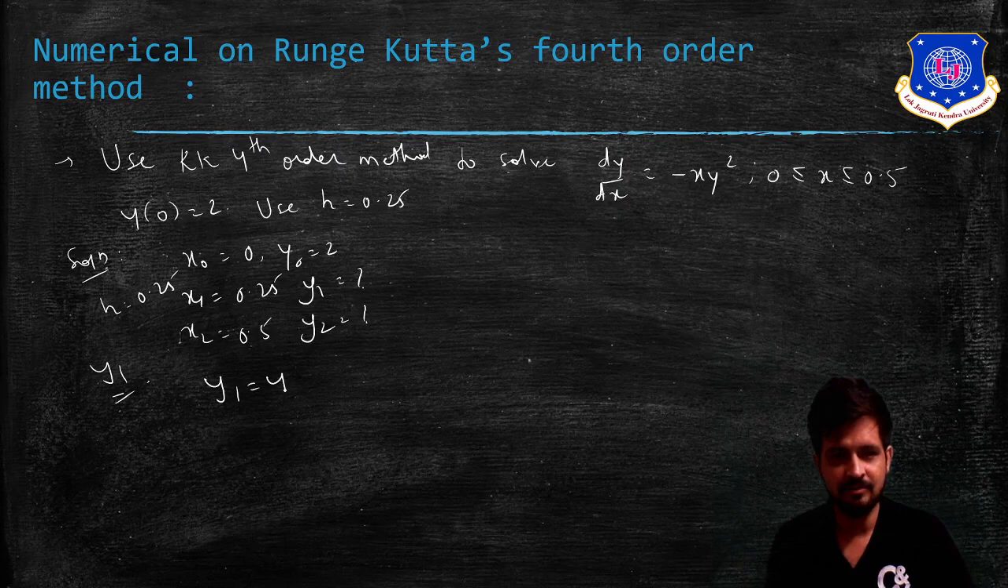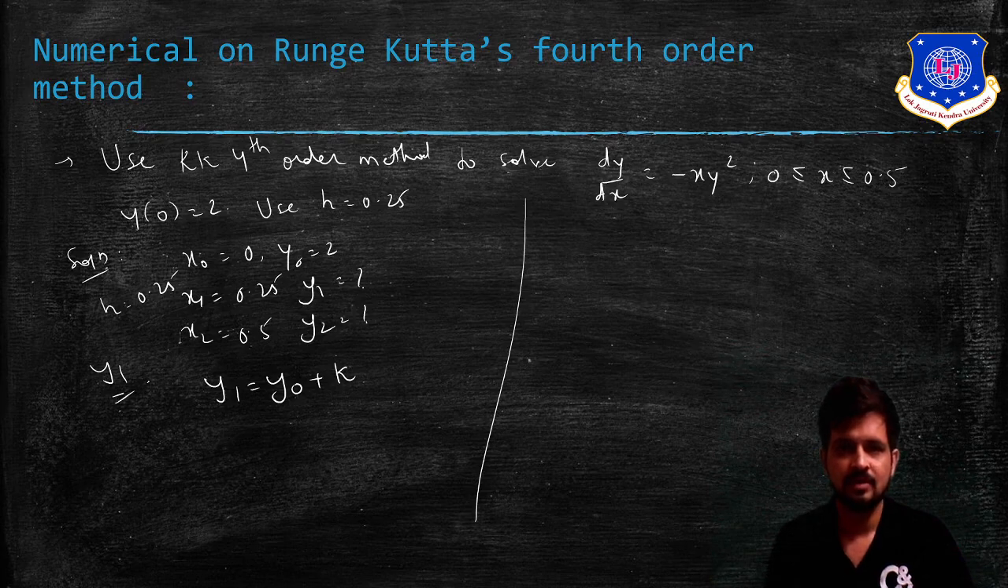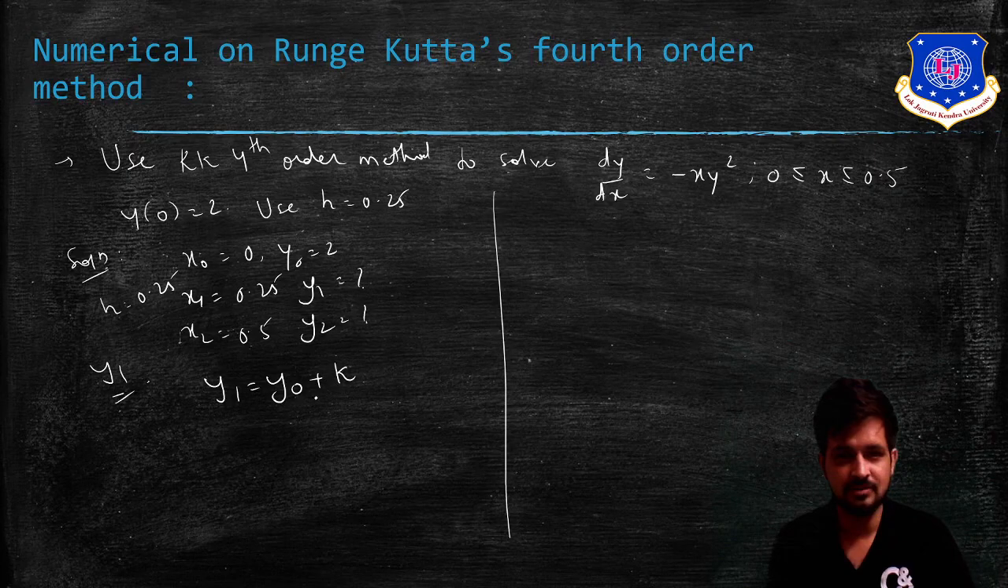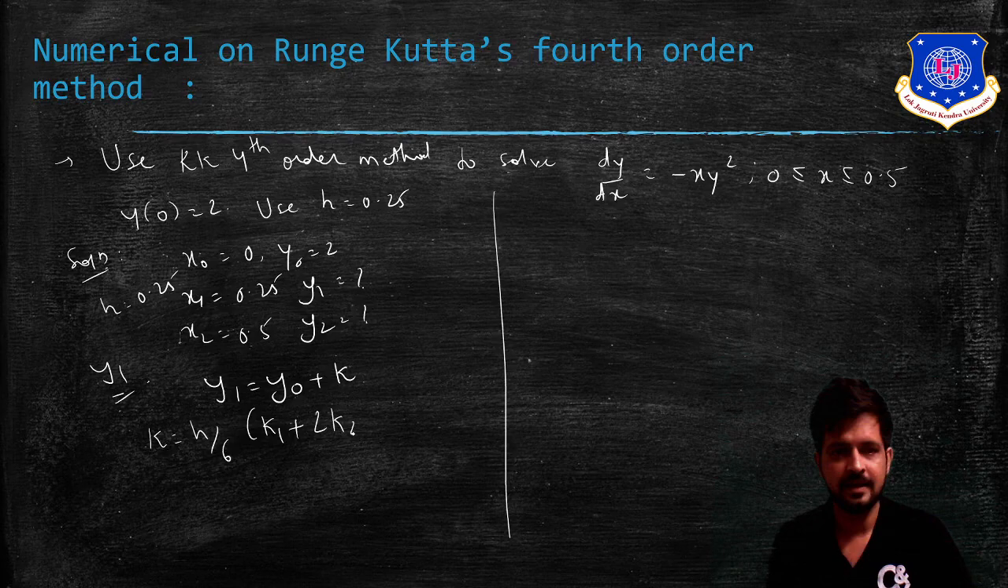See, I am just writing the formulas. You have to solve the numerical by yourself. y1 is equal to y0 plus k. But for finding the value of k, you need to remember this formula, h by 6 into k1 plus 2k2 plus 2k3 plus k4.